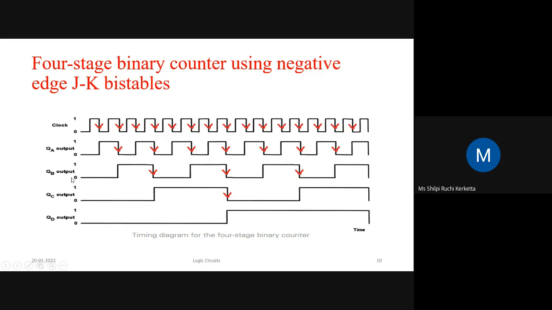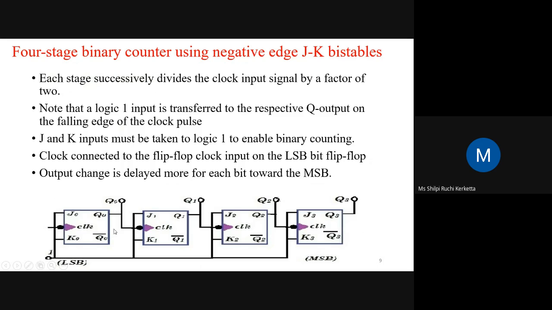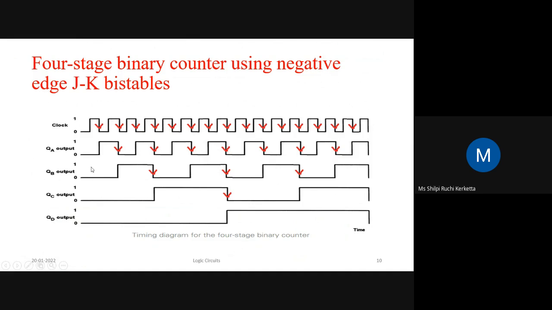For this QB, this is the clock. In the circuit diagram, you can see Q0 is written. So that is the clock for this second flip-flop. This is not the clock for the second flip-flop. This is the clock. Okay.